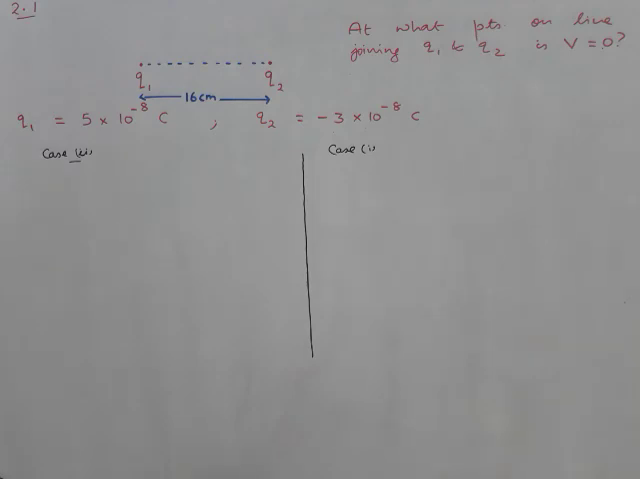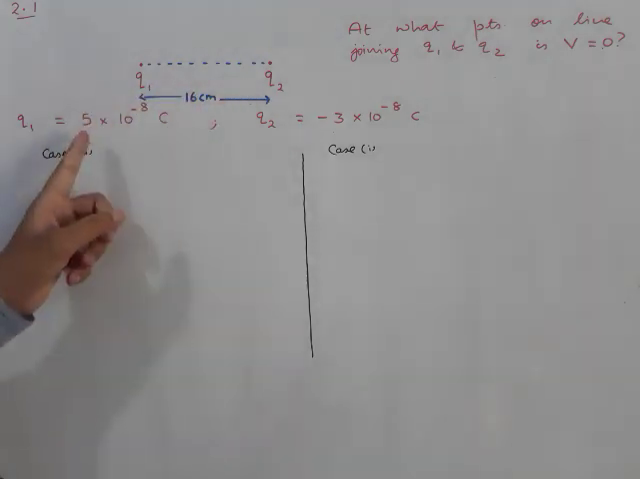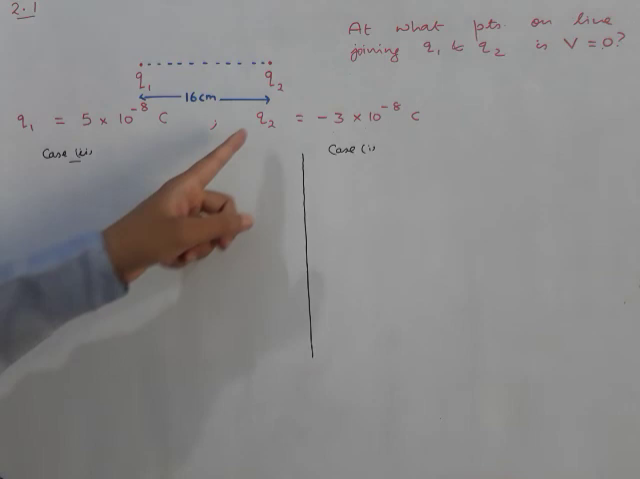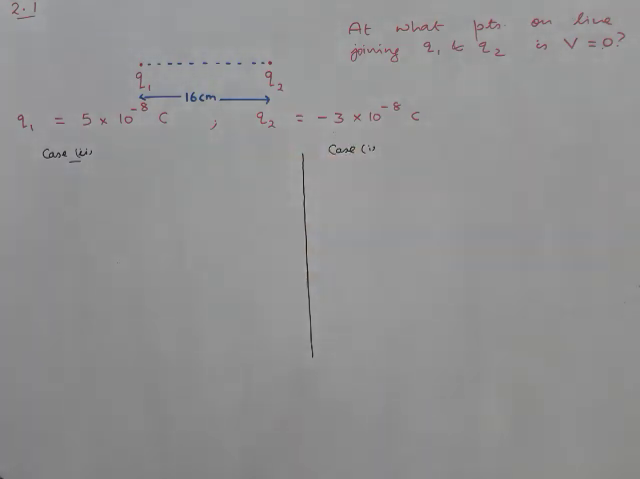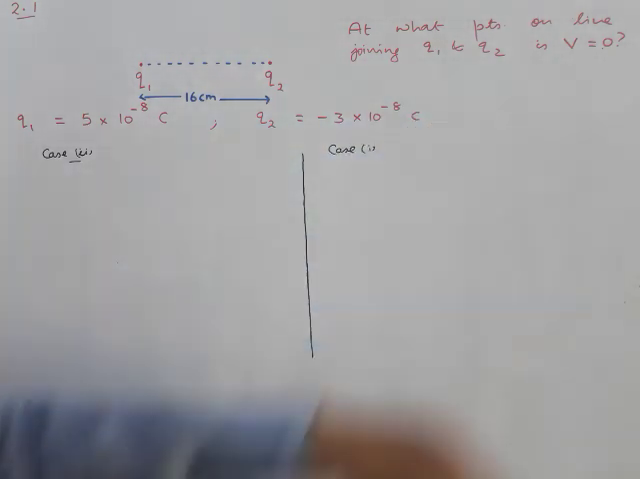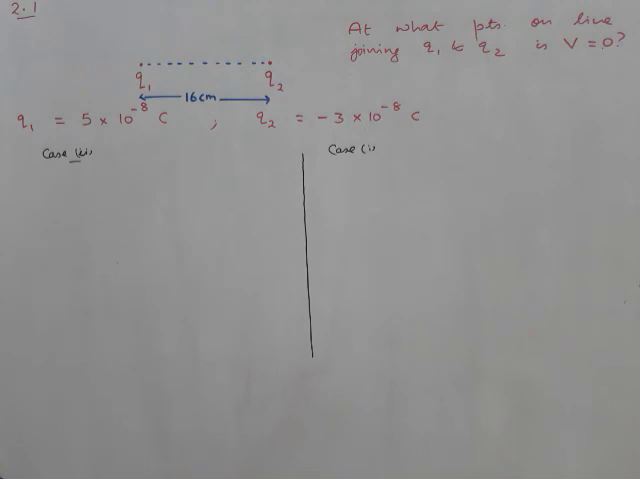The question is like this: two charges 5 into 10 to the power minus 8 coulomb and minus 3 into 10 to the power minus 8 coulombs are located 16 centimeter apart. At what points on the line joining the two charges is V 0? V means electric potential, and it is given, take the potential to be 0 at infinity.